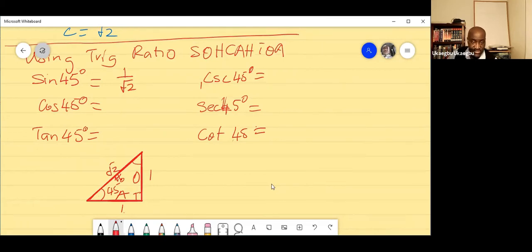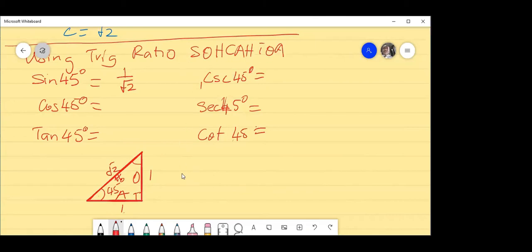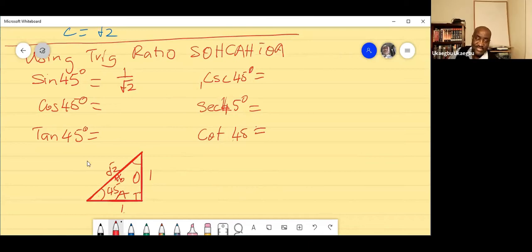Tyler, Allen, it's your turn. What is cosine 45? Please. Tyler. Oh, 1 over square root of 2. Hold on. Always look at the definition of cosine and also look at the diagram that you are trying to figure out. So now repeat your answer, please.